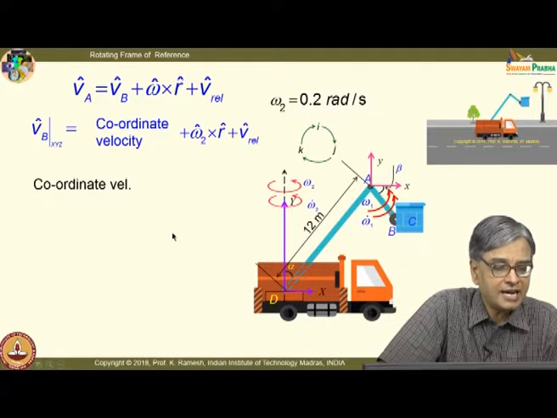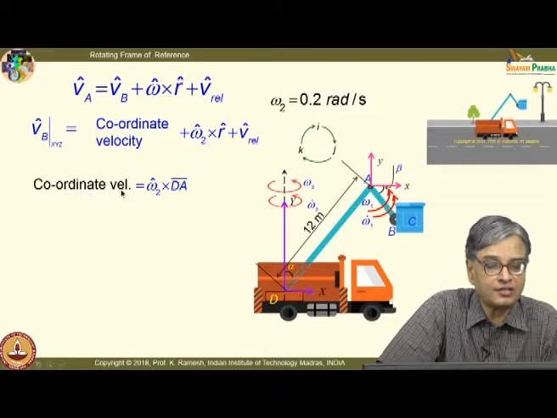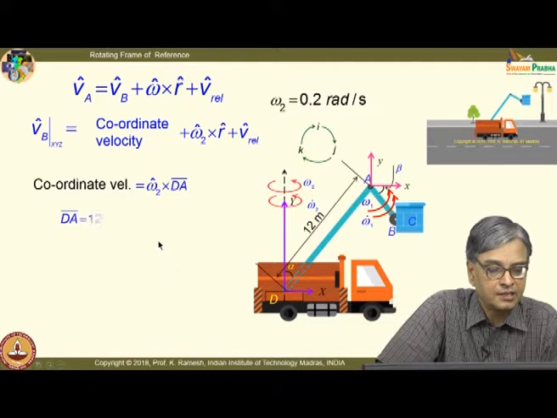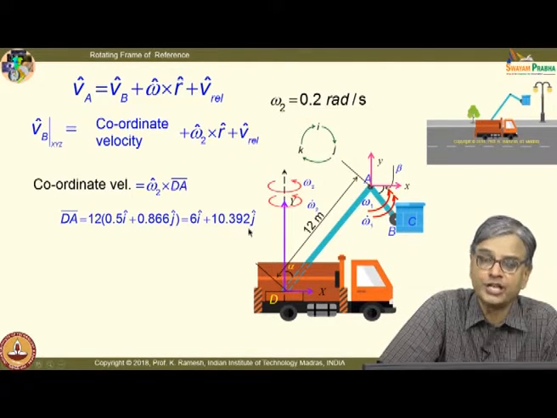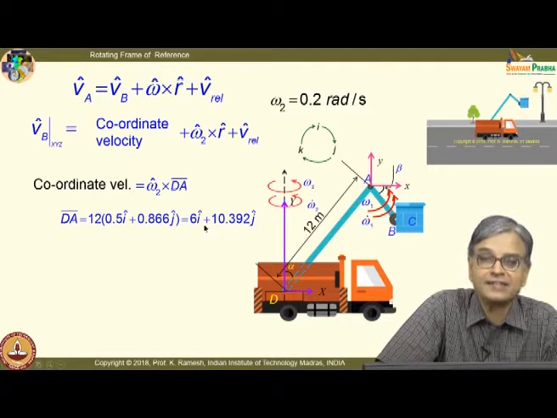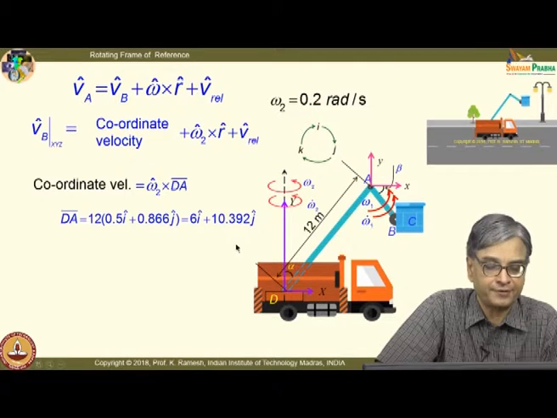So, understand the concepts and get the quantities for this expression. Coordinate velocity is nothing but omega 2 cross dA, with dA at a distance of 12 meters. dA is given from the problem statement, and it turns out to be 6I plus 10.392 J. Please verify these calculations. If there are any typographical errors, please bring it to my attention.